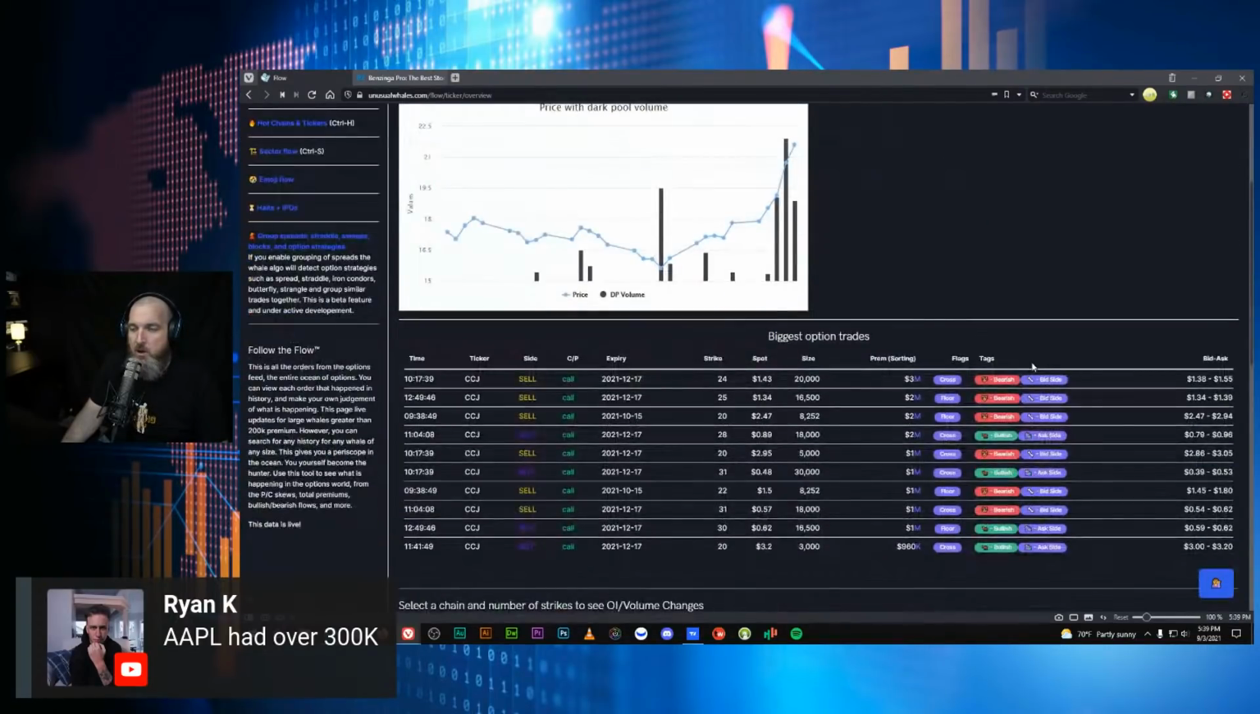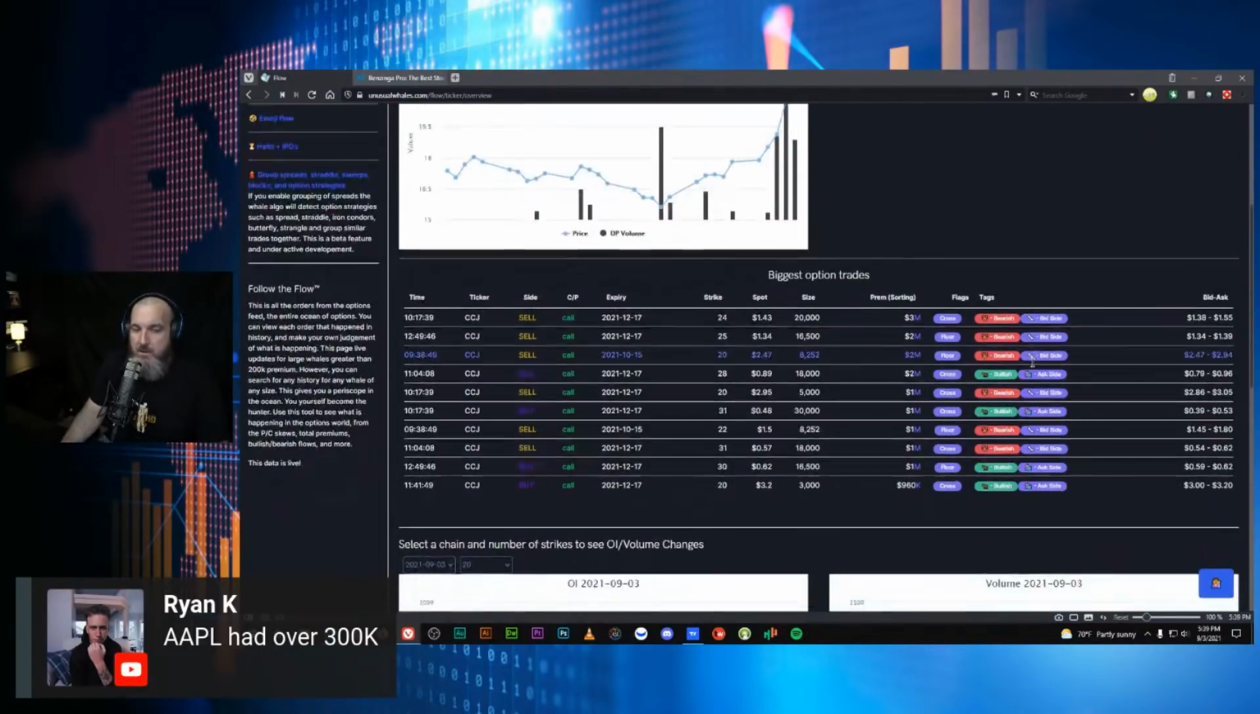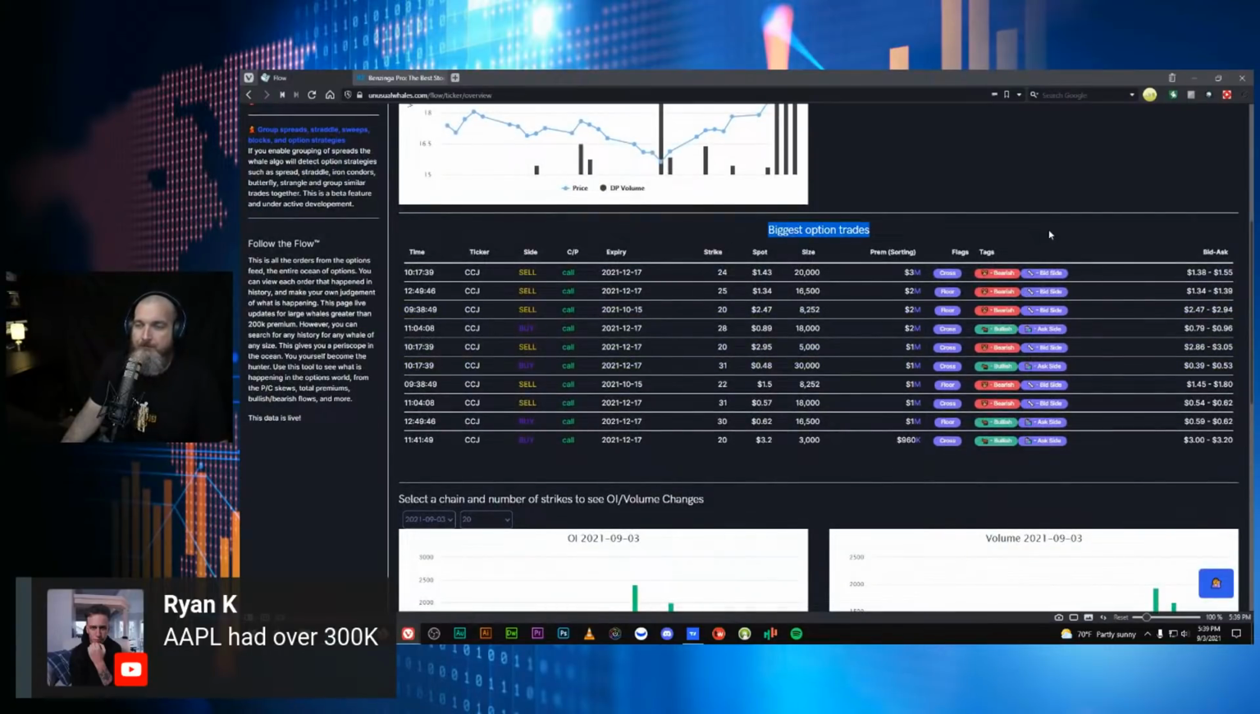This shows me very quickly what's going on with this ticker, and it gets me the information that I need very fast. I spent a lot of time right here. Biggest options trades. This shows me the whales. This shows me the big boys.